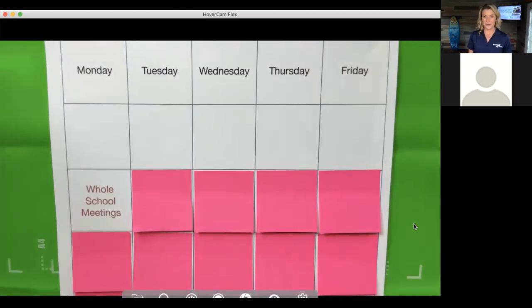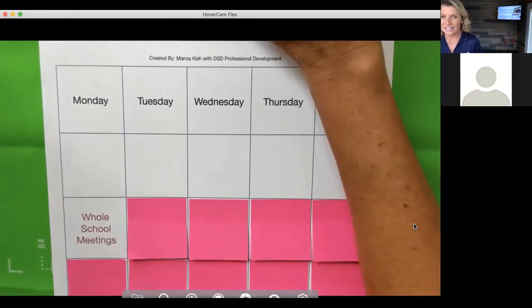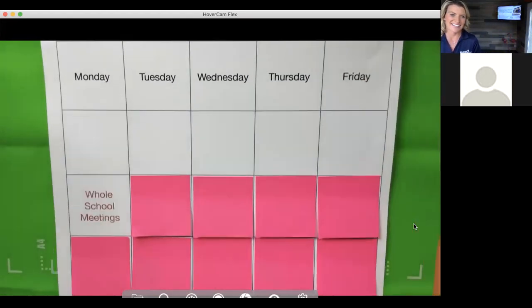Don't you usually have like a whole group meeting? Hold on, I want to make sure that this stops auto-focusing. That kind of makes me sick.